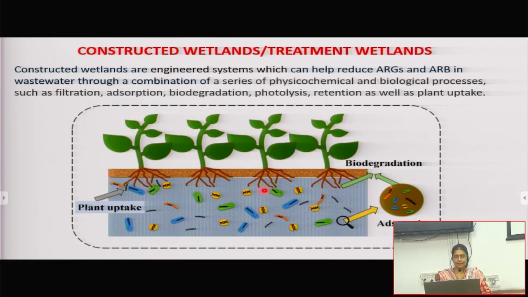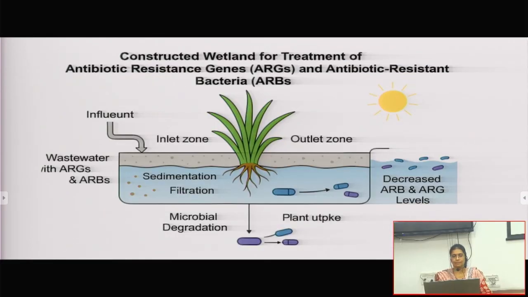And how it is done is, you have this plant here. I can show it better in the next picture. Yeah, in this picture here. So this is the plant growing in a wetland environment. And this is the influent, the inlet water, which has ARB and ARGs. As it percolates down, when I have a wetland system, there will be a zone of soil or sand. So we'll have distinct layers of these arranged very nicely.